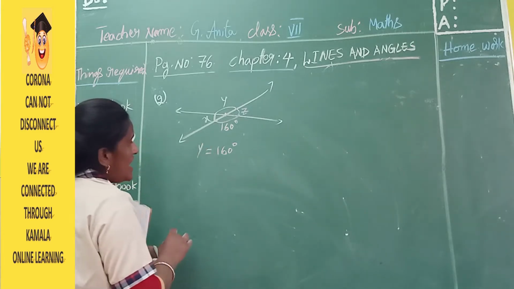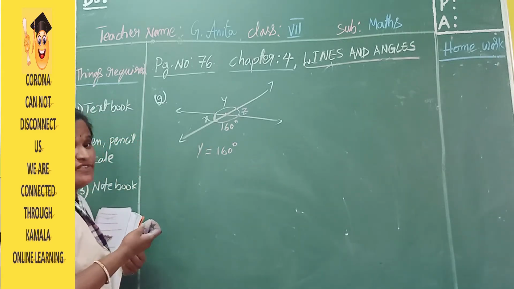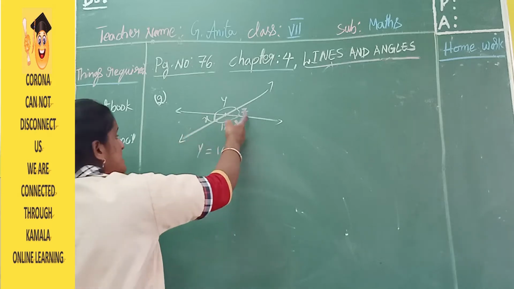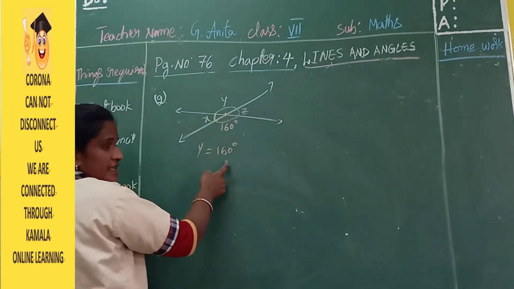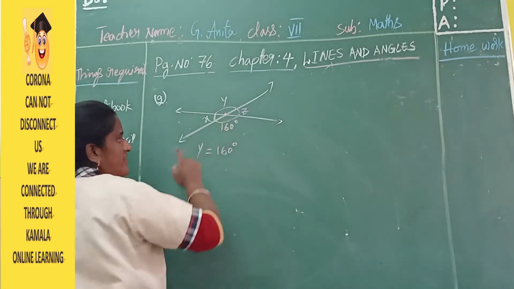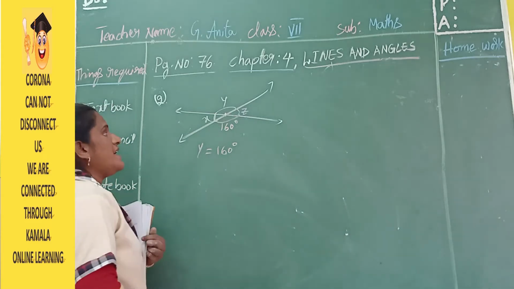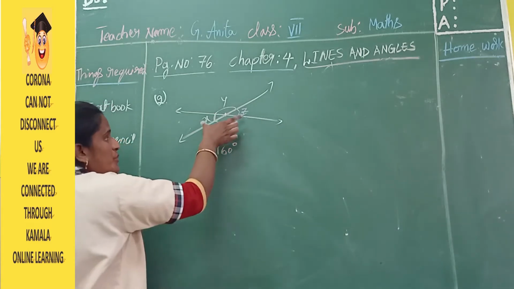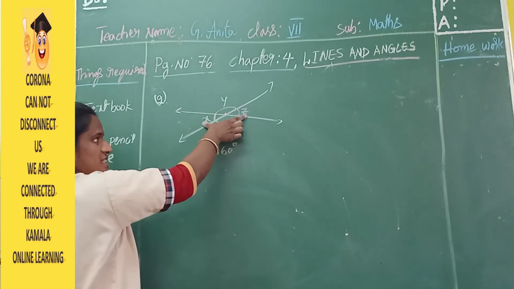So here observe, remaining we want x and z. X and z values. Y we got already. So we want x and z values. How can you say the x and z values? They both are vertically opposite. Yes or not?